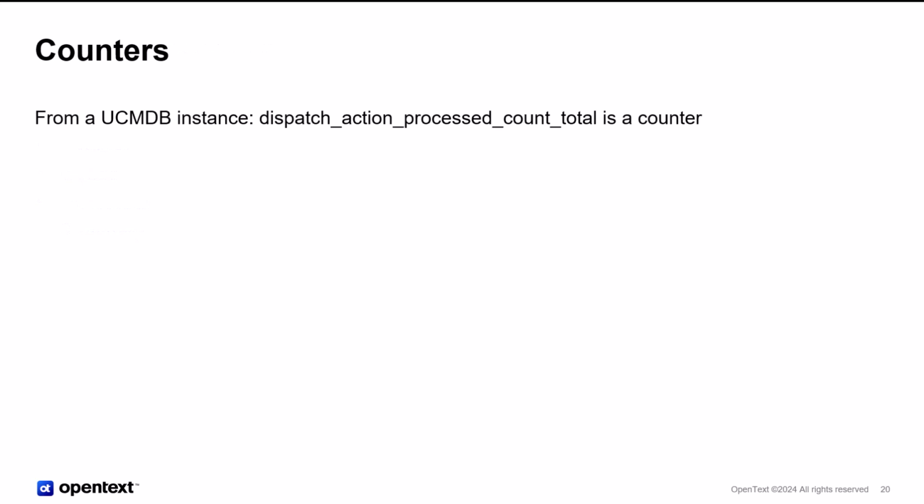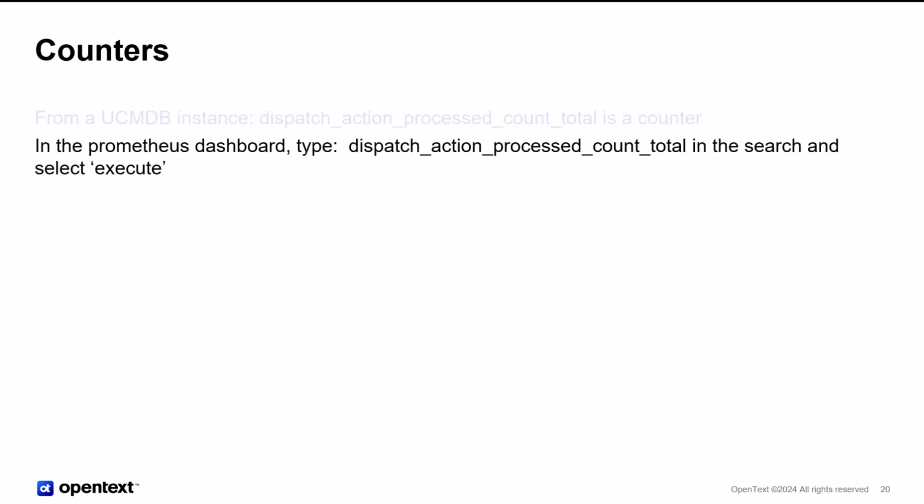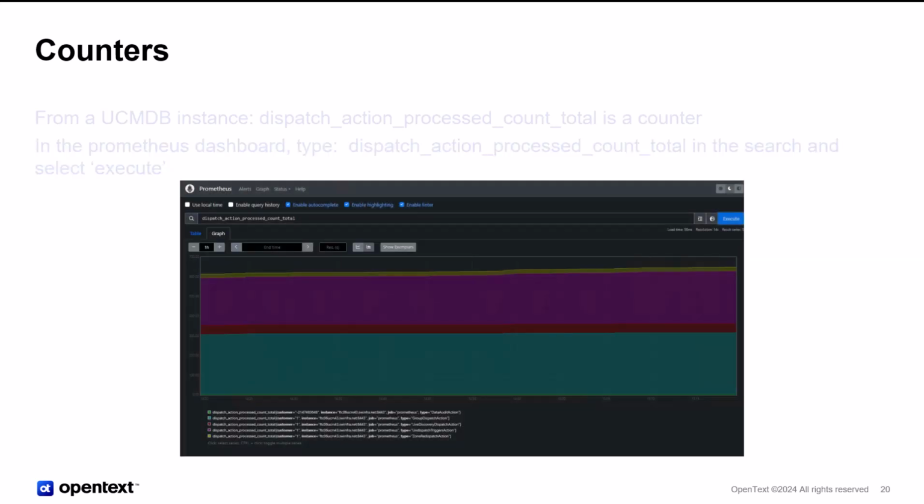Prometheus supports many different types of metrics: counters, gauges, histogram, and summary. A counter. So from the UCMDB instance, you can look at the dispatch action processed count total. That is a counter. Put that into the Prometheus dashboard and then select execute, and you'll see a graph.